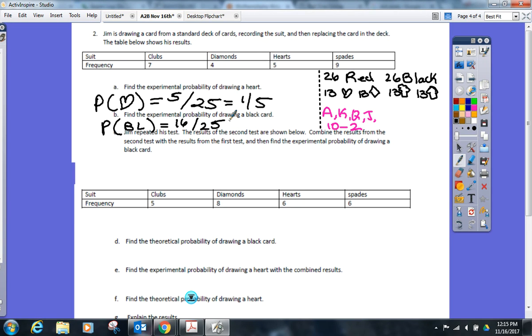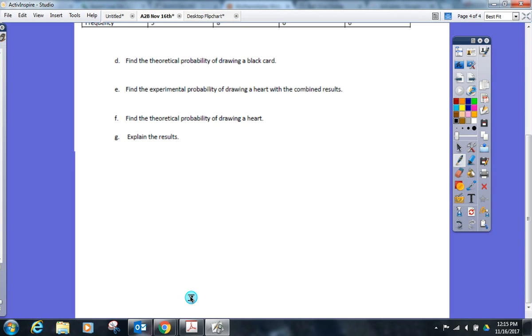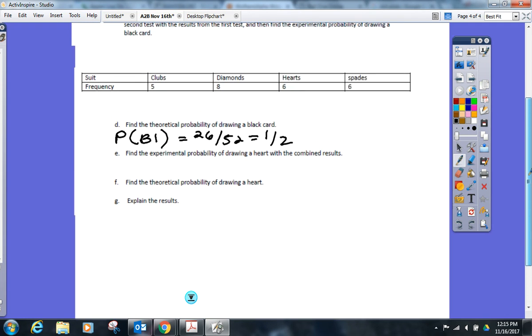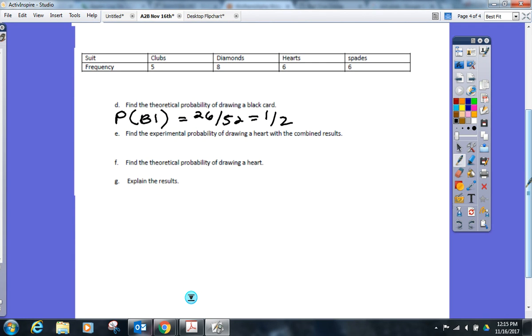Now let's combine the results. Theoretical, though, first. Theoretical probability of drawing a black card. Theoretical, meaning go to an actual deck of cards. Isabella, how many black cards are in a regular deck? Out of 52, 26 out of 52, so half. That's a half that you draw the black card. Okay, combine results now. What's the experimental probability you draw a heart?